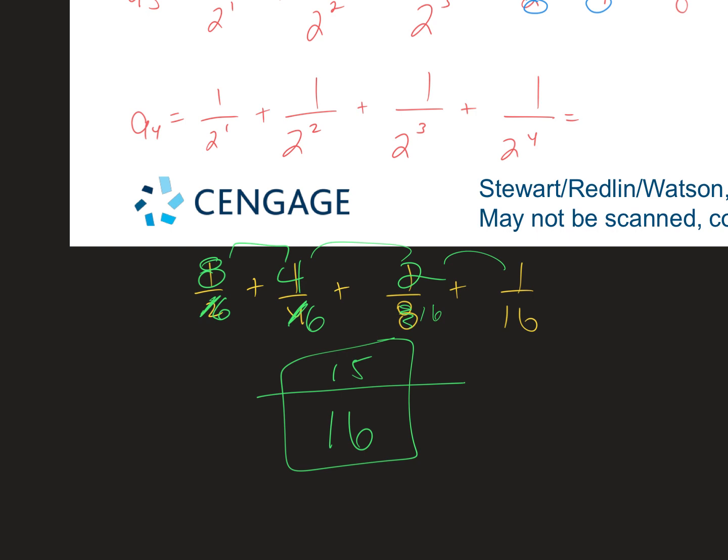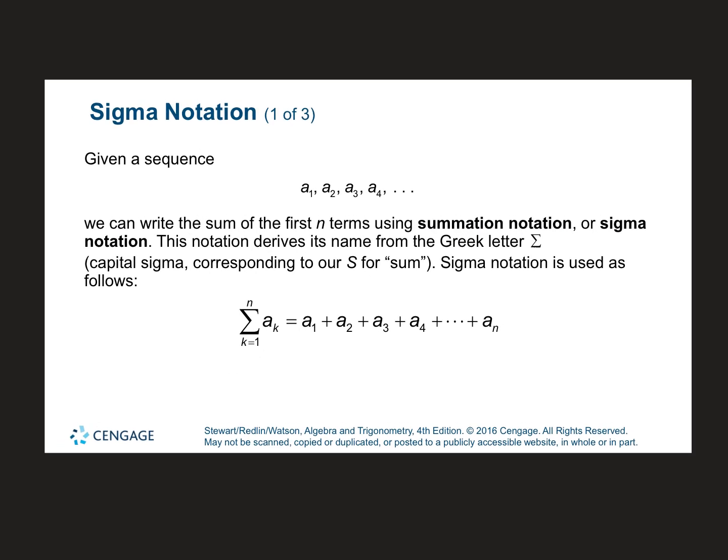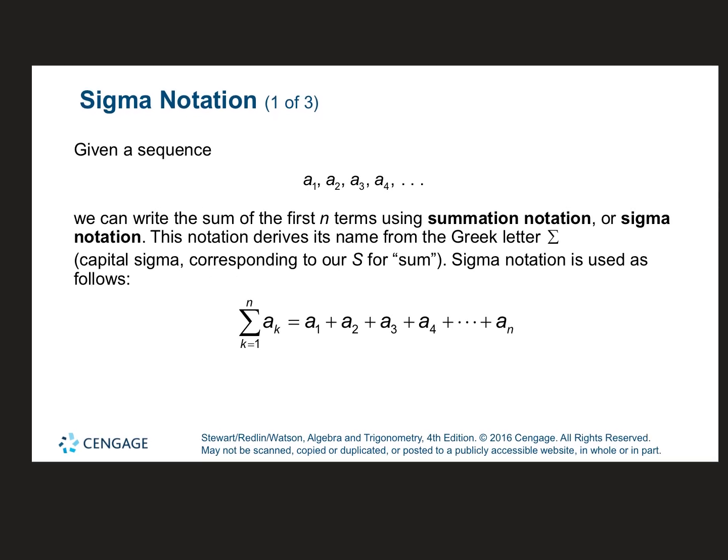Does that make sense? Okay, so whatever one you're looking for, say they want the fifth, you would do 1 over 2 to the first plus 1 over 2 to the second plus 1 over 2, all the way up to the number that they're asking for. Comprende? All right, now I'm going to talk about, oh my gosh, summation notation, sigma notation.